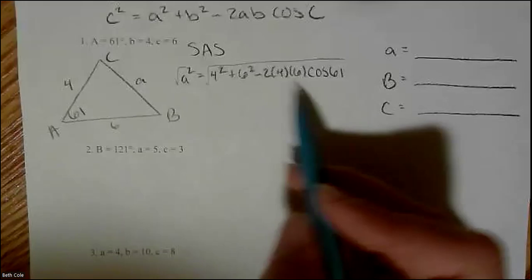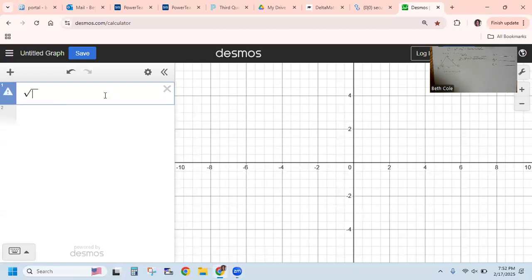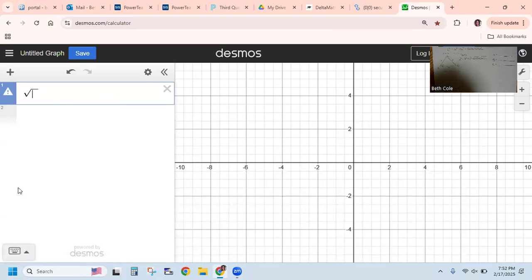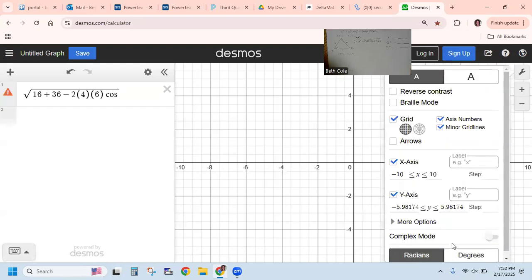And so what I'm going to type in the calculator is square root of all of that. Let me just make sure I have the calculator up, which I do. So we're going to type square root, which you can type SQRT, or you can go in here and get the square roots right there. So it is 4 squared, which is 16, plus 6 squared, which is 36, minus 2 times 4 times 6. You could do that part in your head too. Cosine, oh, I just remembered I need to change to degree mode.